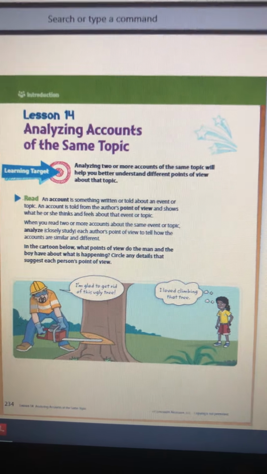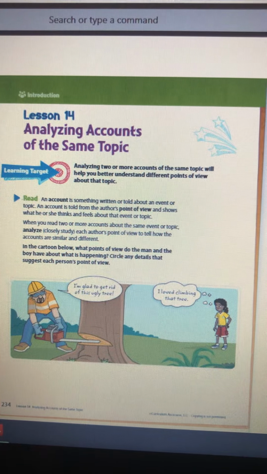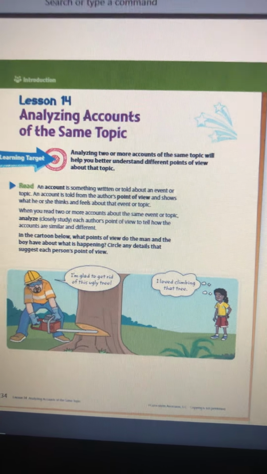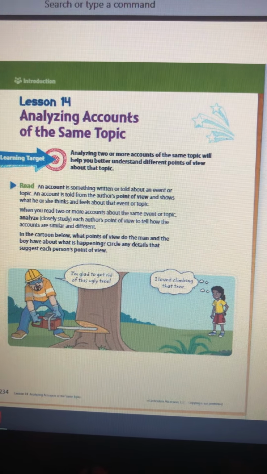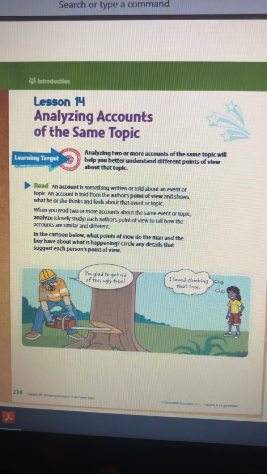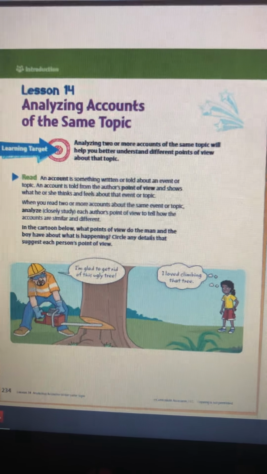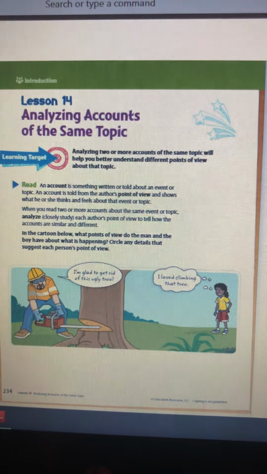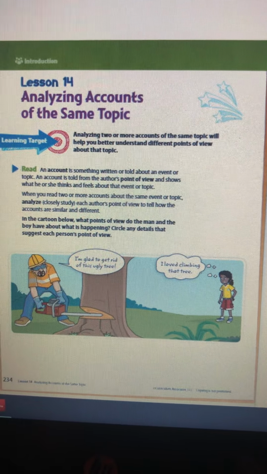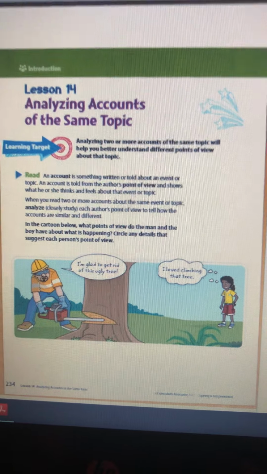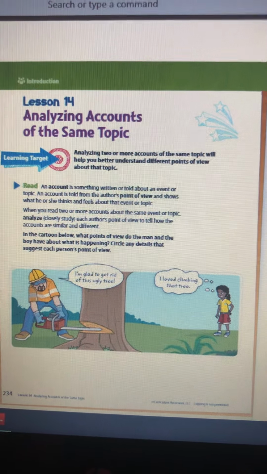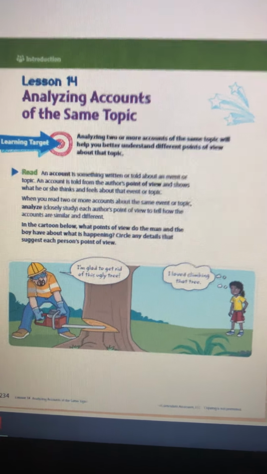So the whole point of this lesson is you're going to have to identify what is the topic and how do the characters feel or think about that topic. What is their point of view? And you're going to compare their point of view. Is it the same? Is it different? What does one person think versus what the other person thinks?